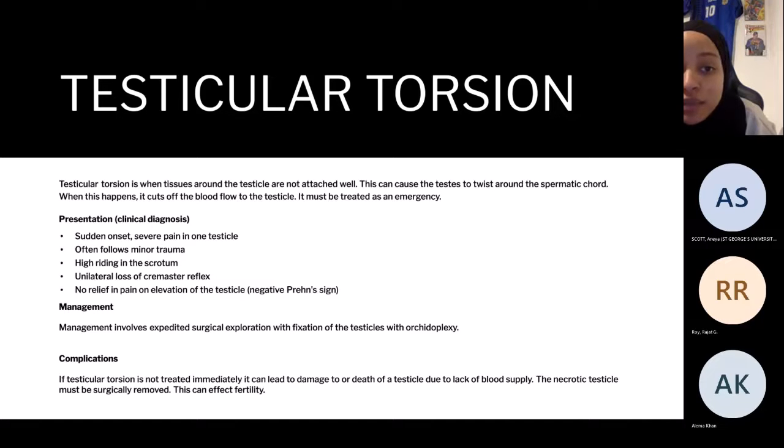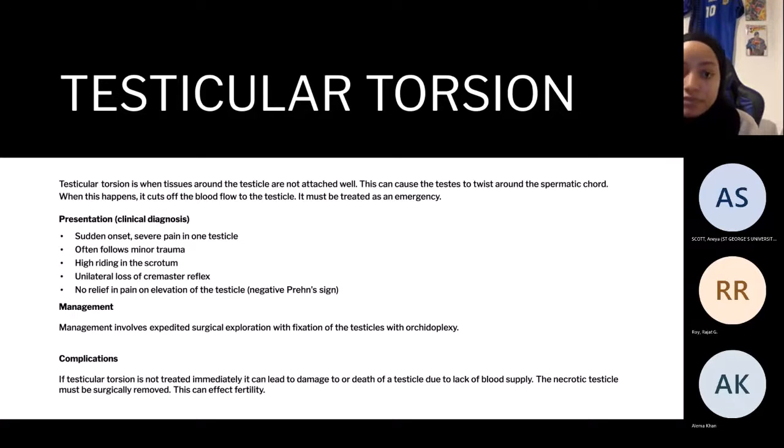They usually present with severe pain in one testicle, and it's quite sudden in onset. And as with the first patient, it can occur following a minor trauma. The scrotum will be high riding, so it will be quite elevated, and you'll get this unilateral loss in the cremaster reflex. There's no relief in pain on elevation of the testicle, and this is also known as Prehn's sign. It will be negative. If, when you elevate the testicle, there is a relief in pain, then it's positive, and that is more likely seen in epididymitis.